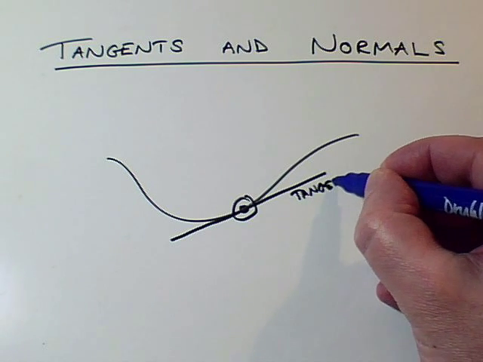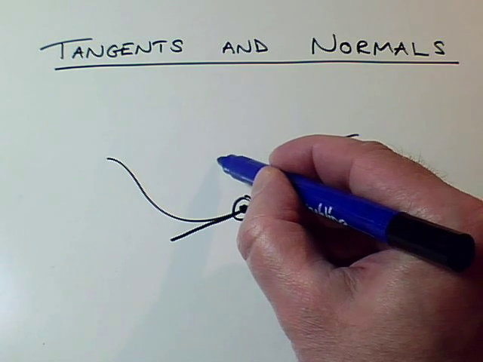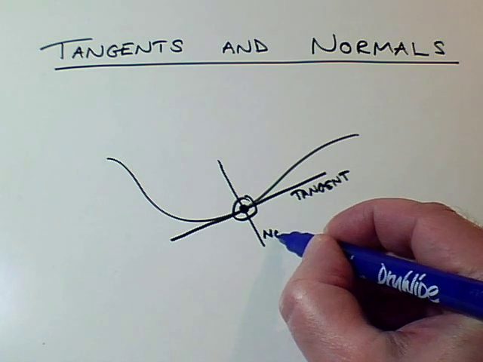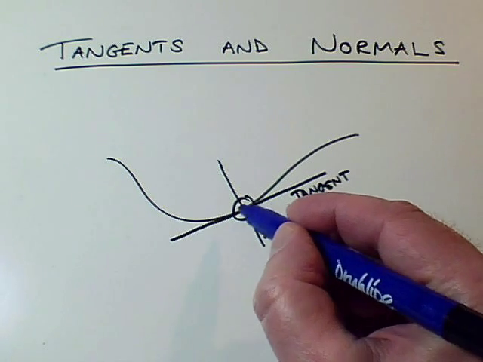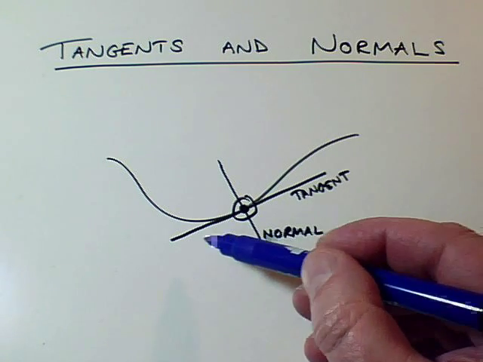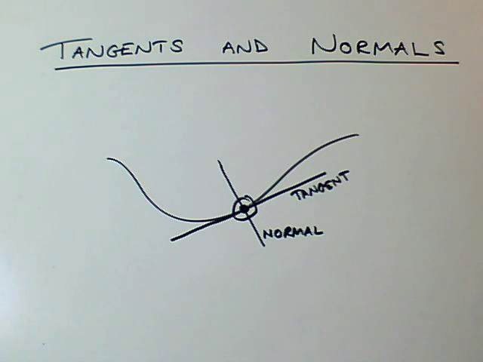And the other kind of line we can draw at a point that has a name is called the normal, and the normal is at right angles to the tangent. So the tangent is the straight line that shares the gradient of the curve at the point, and the normal is the line at that point which is perpendicular to the gradient of the curve. Now we're going to look at these things in the context of circles.